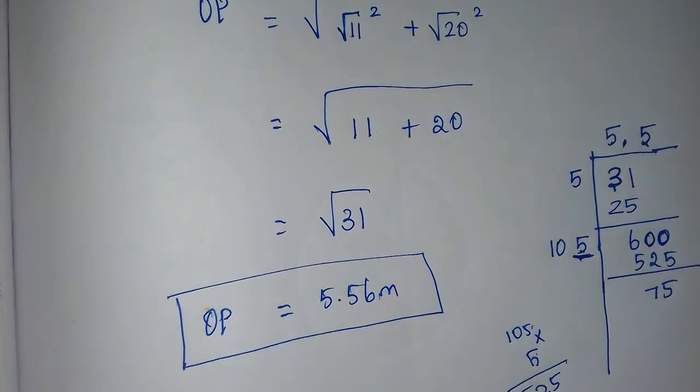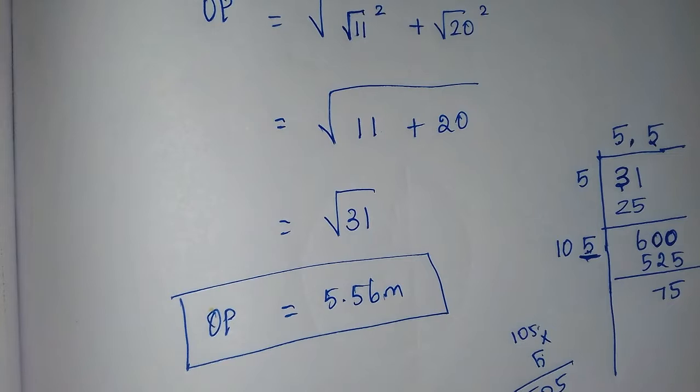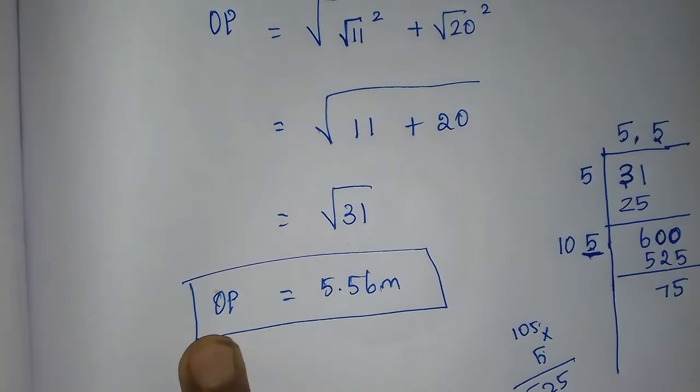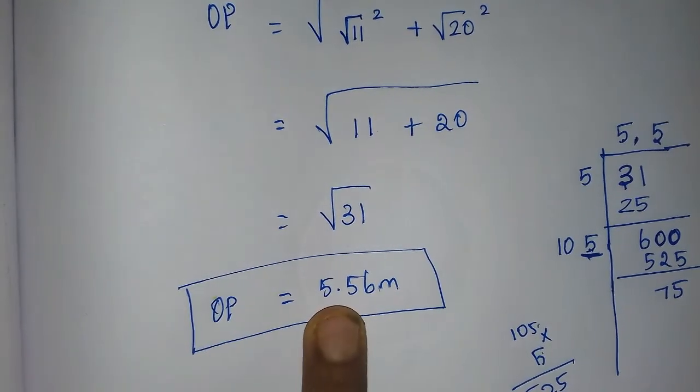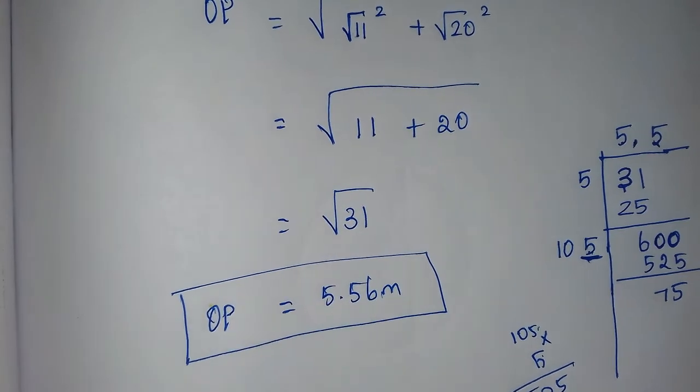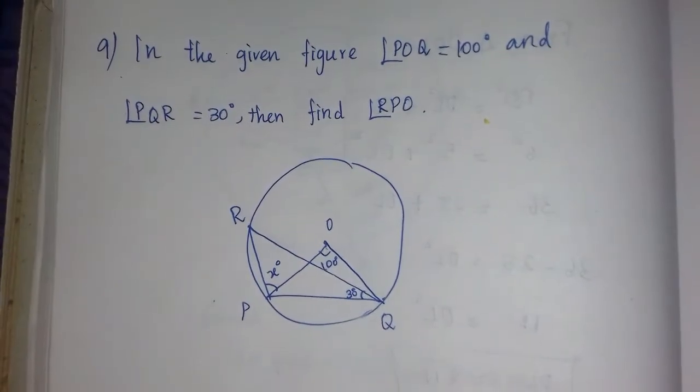What is the thing asked in the question to find? We have to find the distance between O and P. Here OP is 5.56 meter. Can you understand this problem? Now let's see problem number 9. It's given in problem number 9.